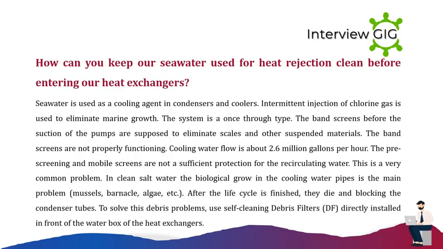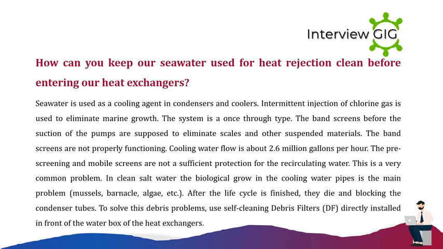How can you keep our seawater used for heat rejection clean before entering our heat exchangers? Seawater is used as a cooling agent in condensers and coolers. Intermittent injection of chlorine gas is used to eliminate marine growth. The system is a once-through type. The band screens before the suction of the pumps are supposed to eliminate scales and other suspended materials. The band screens are not properly functioning. Cooling water flow is about 2.6 million gallons per hour.